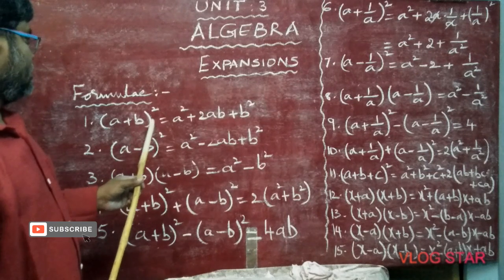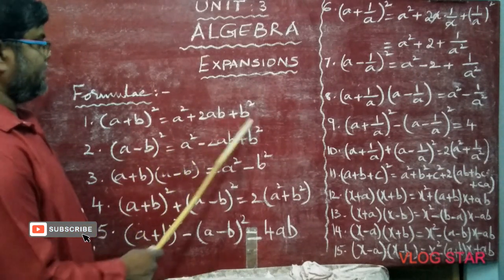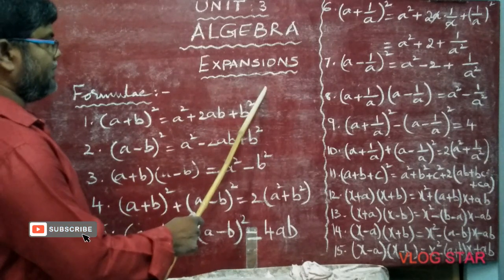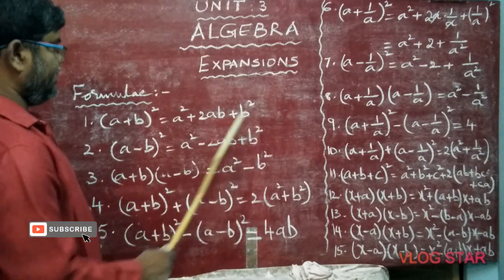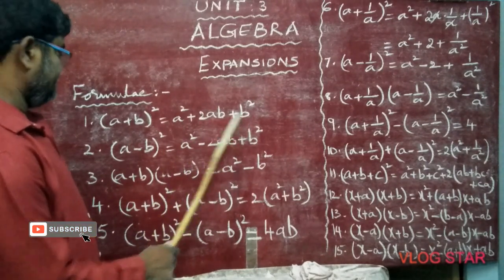Formula: (a plus b) whole square is equal to a square plus 2ab plus b square. How do we get it? When we multiply (a plus b) into (a plus b) and simplify, we get a square plus 2ab plus b square.